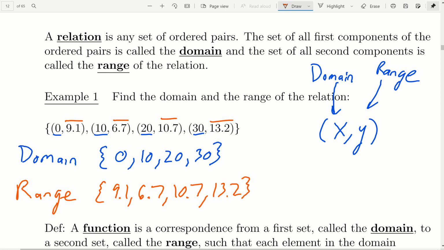13.2. These are just sets, but one of the things you will commonly see is that people will order the sets. So even though we do have the correct range set, some people will go back through and put the numbers in order. So like 6.7, 9.1, 10.7, and then the maximum, the largest, was 13.2. Either way would be acceptable because they're just sets for right now.